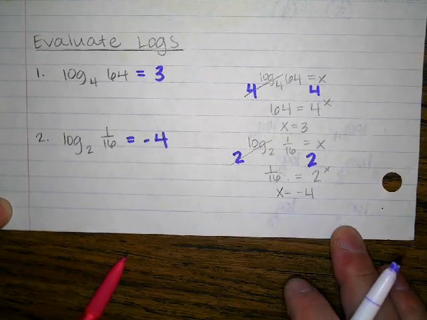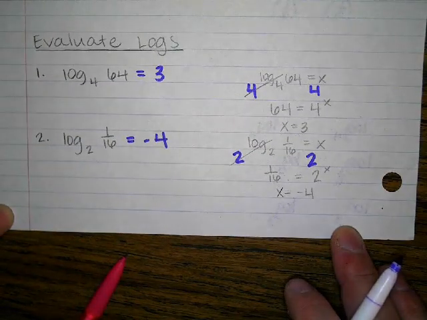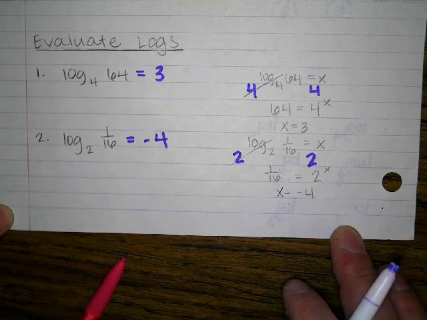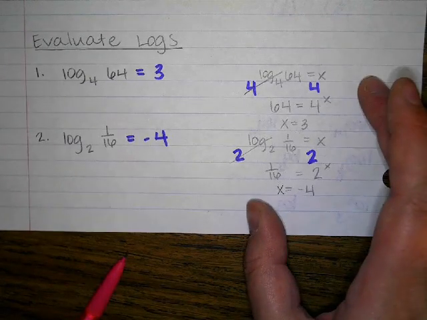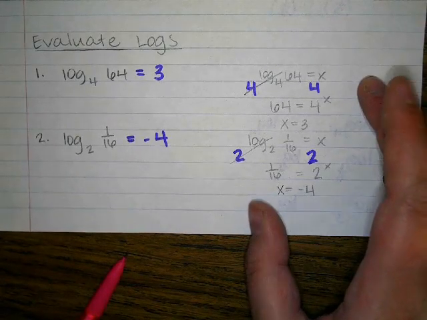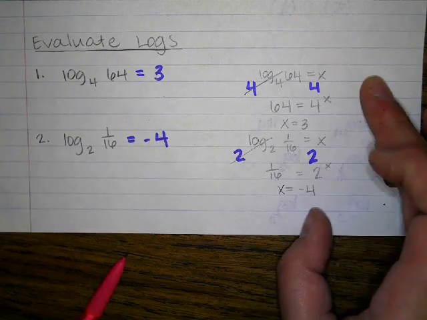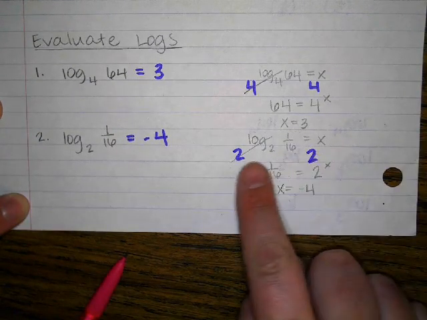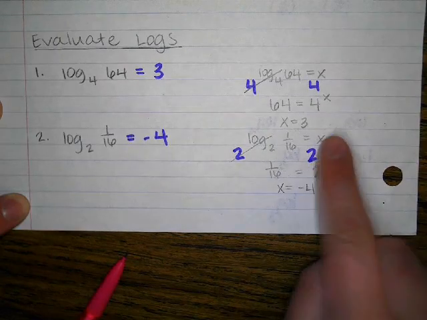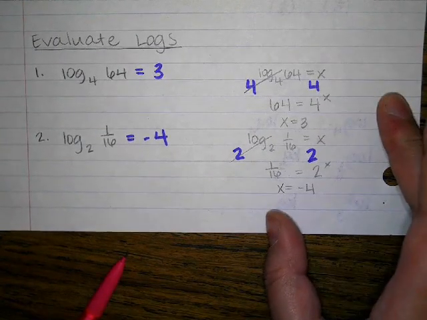And once you do more of them, you might have an easier time thinking it through. You might not have to show as much work. You might be able to just write it with the x over there and think, okay, base of 2, 2 to the x. But to start with, it might be good to write it down. If you can start to shorthand it after a while, that's totally fine.